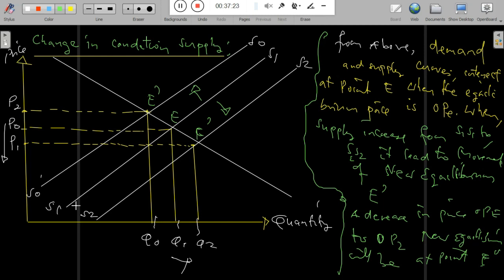So in this figure above, the demand and supply curves intersect at point E, where the equilibrium price is OPE. For that case, we observe the demand curve movement to a new equilibrium point E. On the other hand, when the supply decreases from S1 to S2, the price will increase from P1 to P2, and the new equilibrium price will be established at point E.